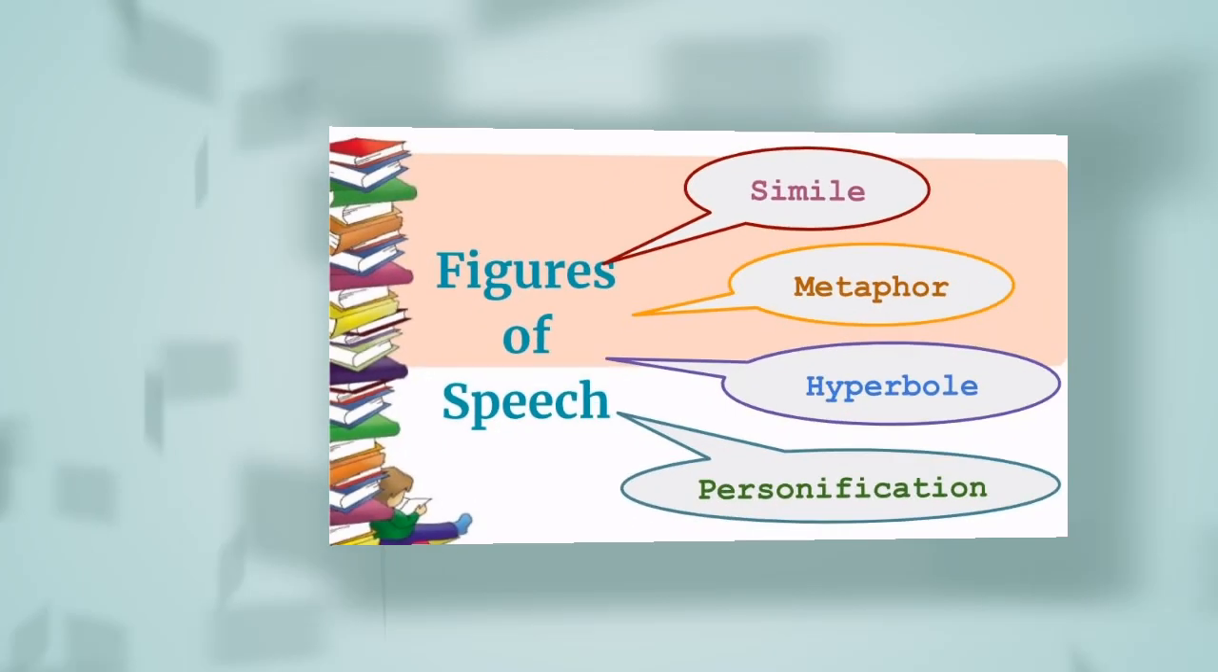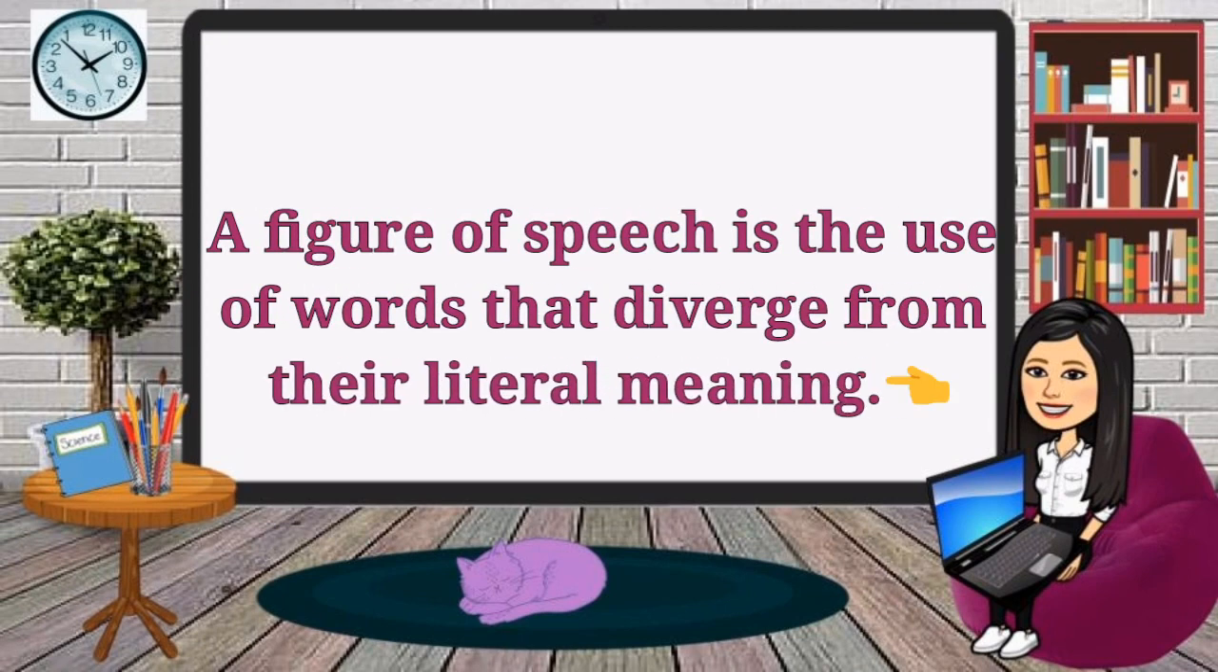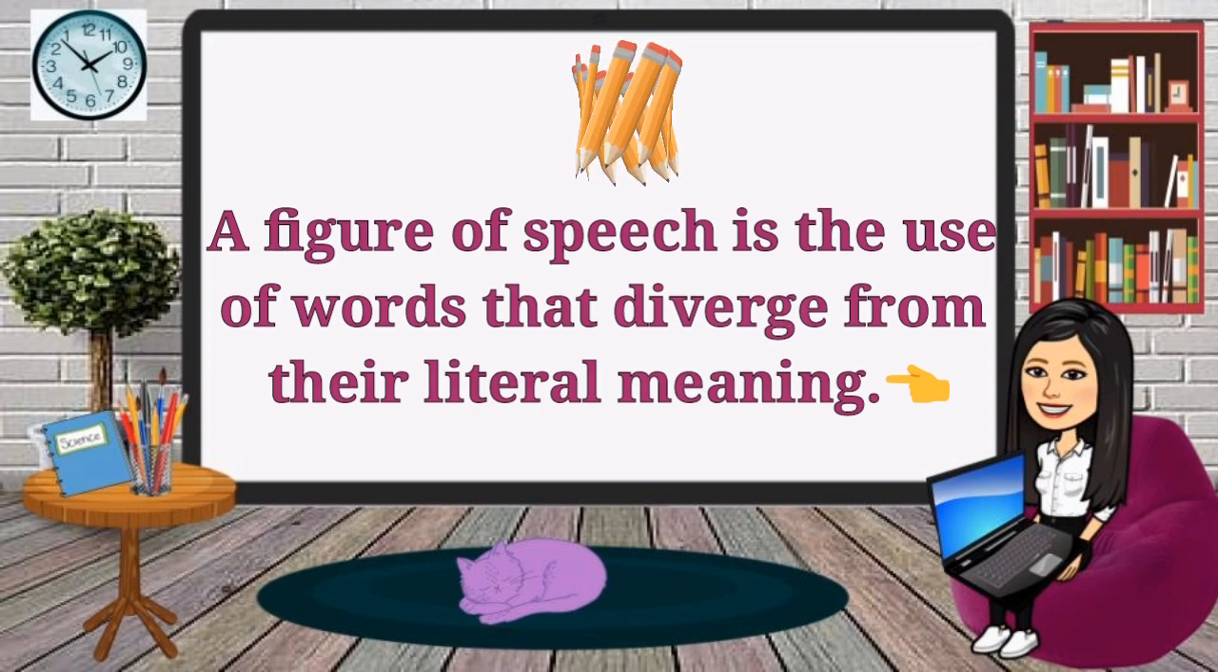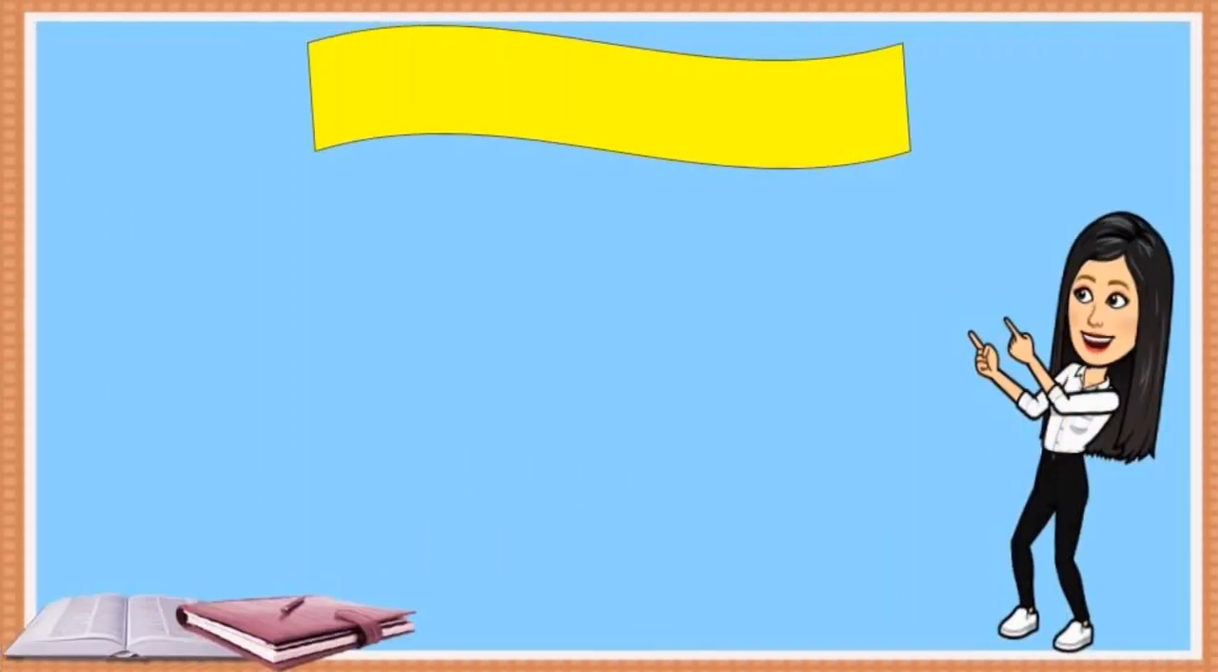Let's begin by recalling the meaning of figures of speech. A figure of speech is the use of words that diverge from their literal meaning. These are used by poets to achieve freshness of expression or insight. The figurative meaning may be achieved through special repetition, arrangement, or omission of words. They can also introduce a desirable ambiguity between literal and figurative interpretation.